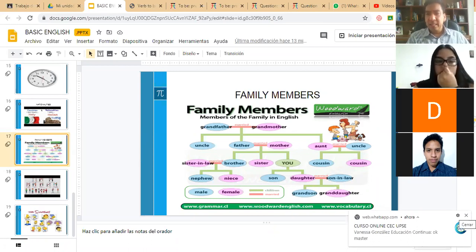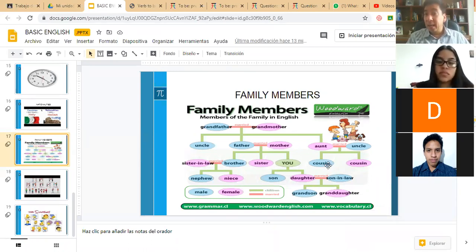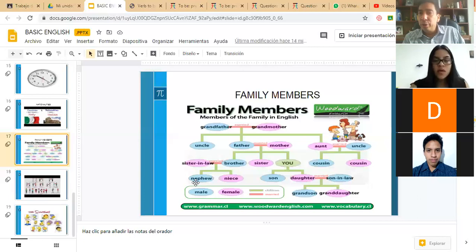Then we have the brother, the sister, the cousin. Be careful. We use cousin for both males and females. Okay, para primos y primas. Then we have the nephew, el sobrino, and then you have the niece. Yo digo siempre sobrina, como anís, pero sin la A. Niece, okay? Then you have the son, and then the daughter. El hijo y la hija, ¿verdad? If you continue, it could be your grandson or your granddaughter. El nieto o la nieta, ¿no?